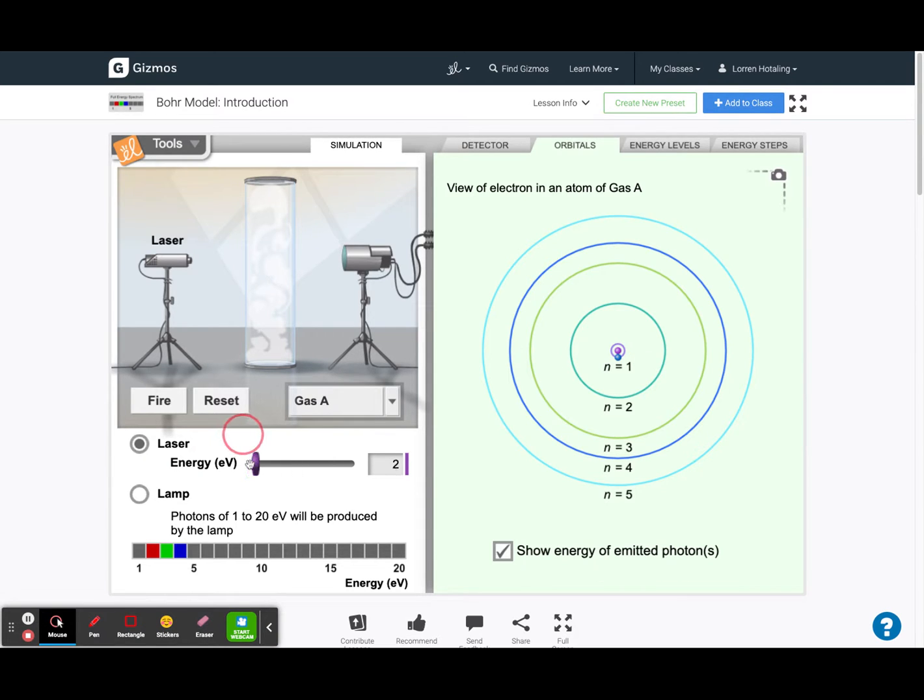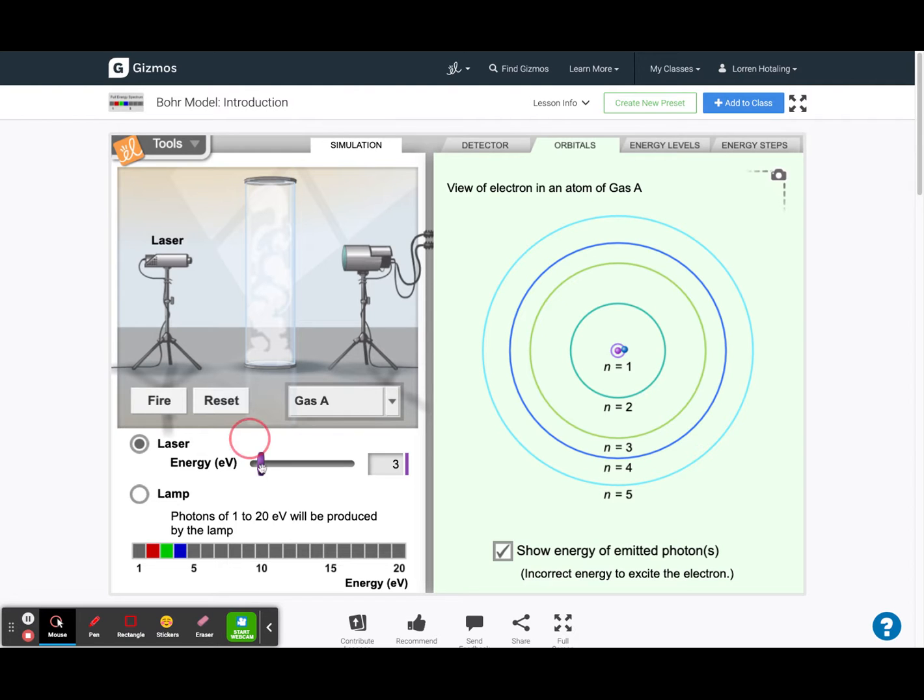If we increase the energy, fire again, we see it's a different color photon. On the left, we see it's a red photon passing through the gas. And on the right, with the energy orbital, it again goes through and it's completely transparent to it. We increase the energy to 3. We have a green photon going through the cloud of the gas chamber, no effect. And on the orbitals, there is no effect. It is transparent. So energies 1, 2, and 3 are transparent.